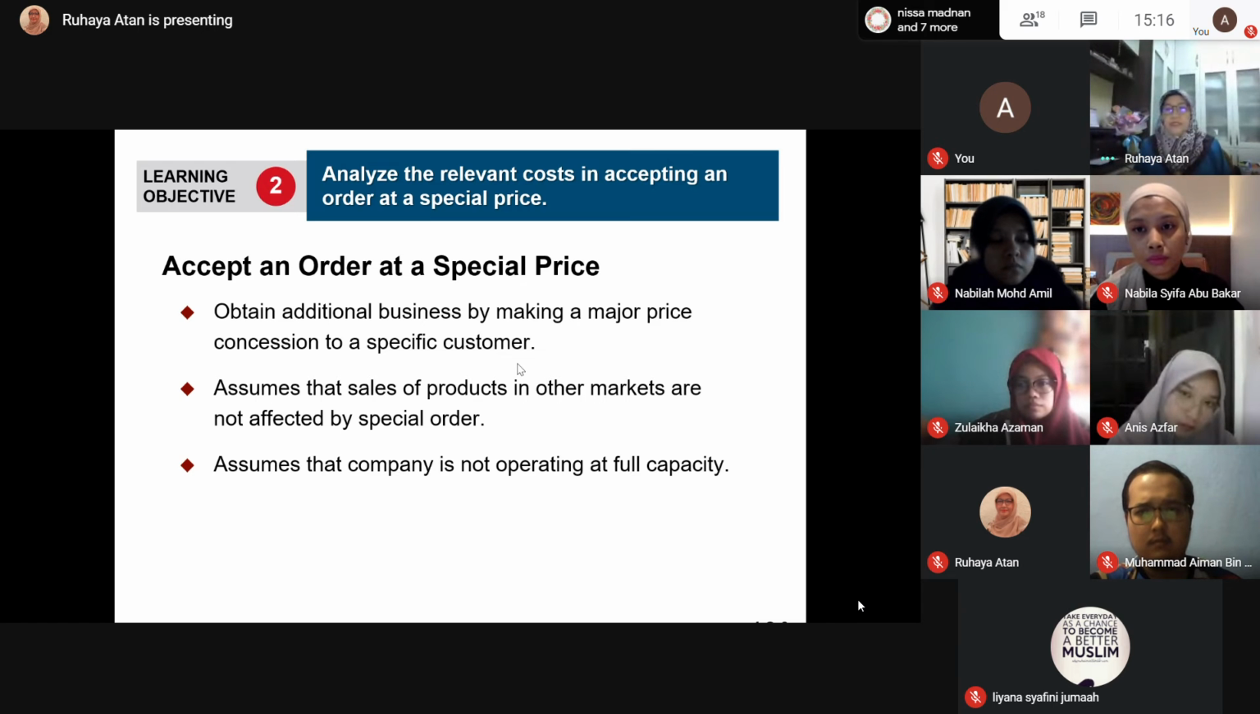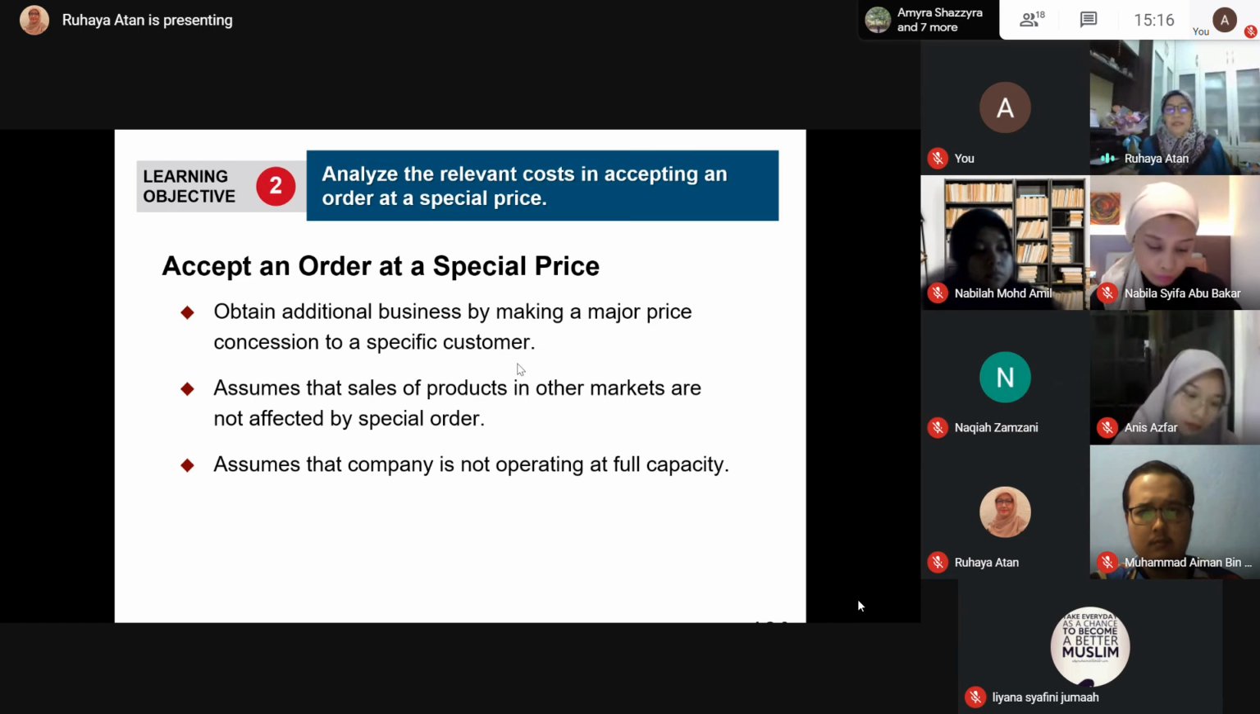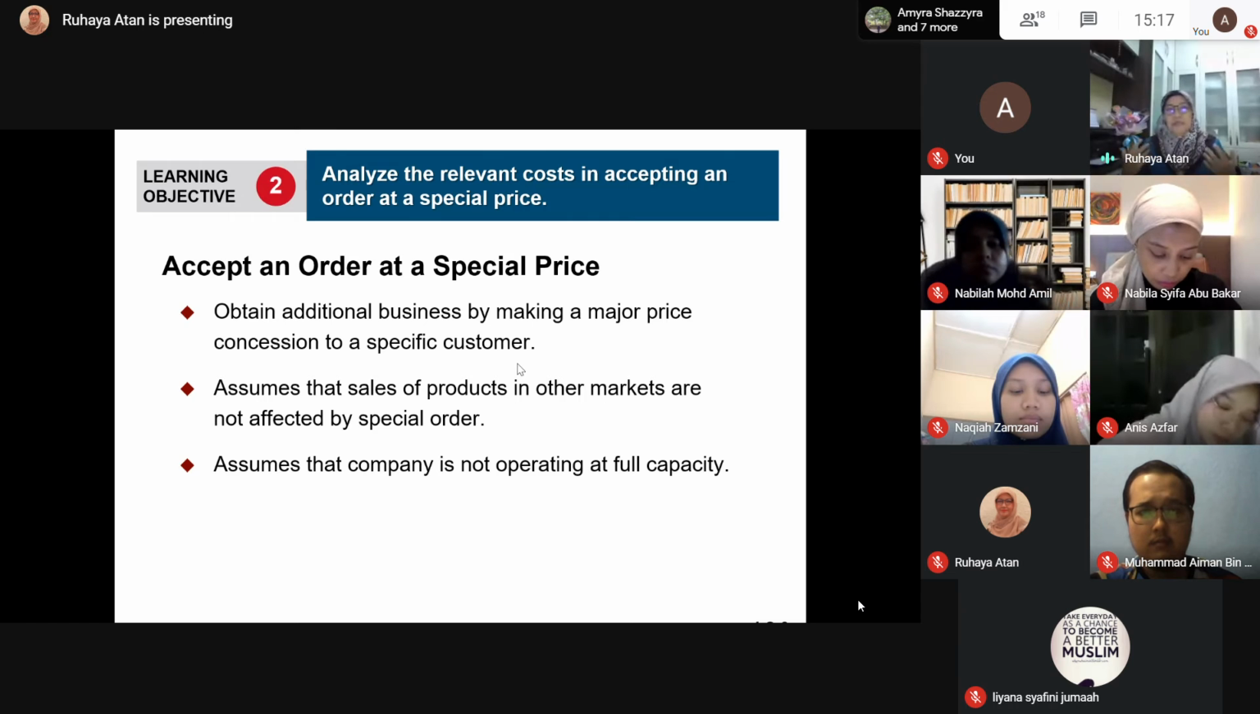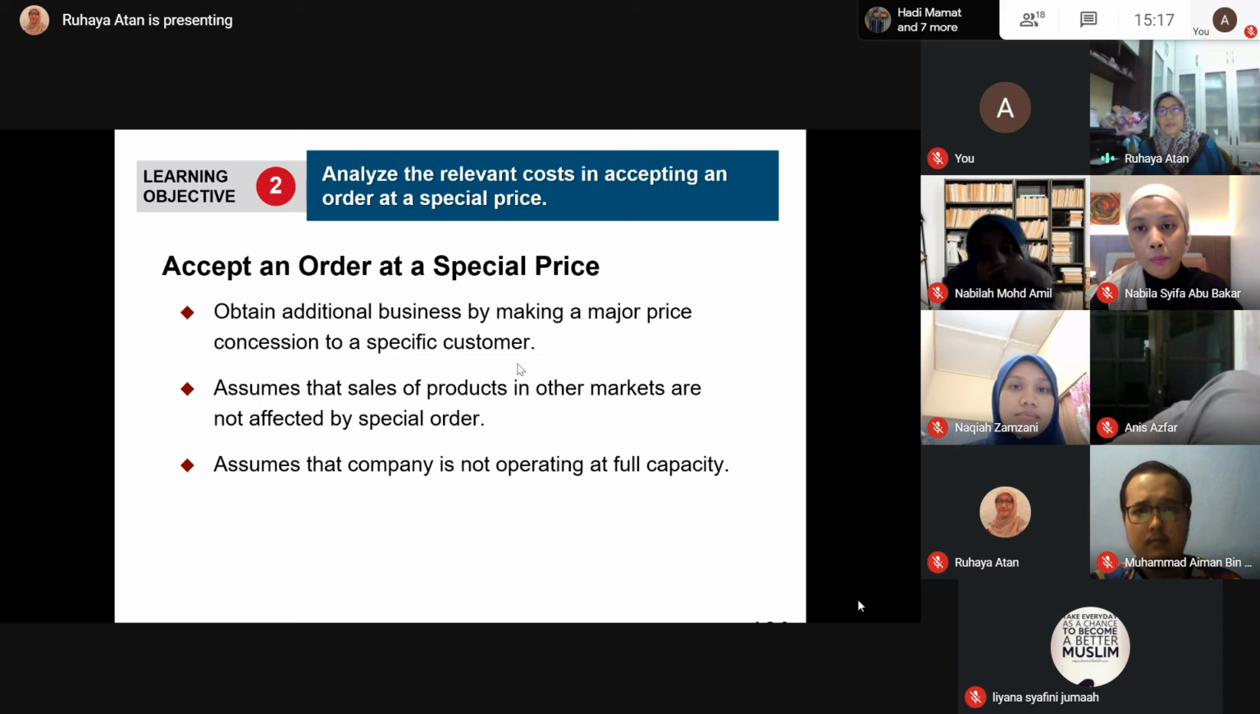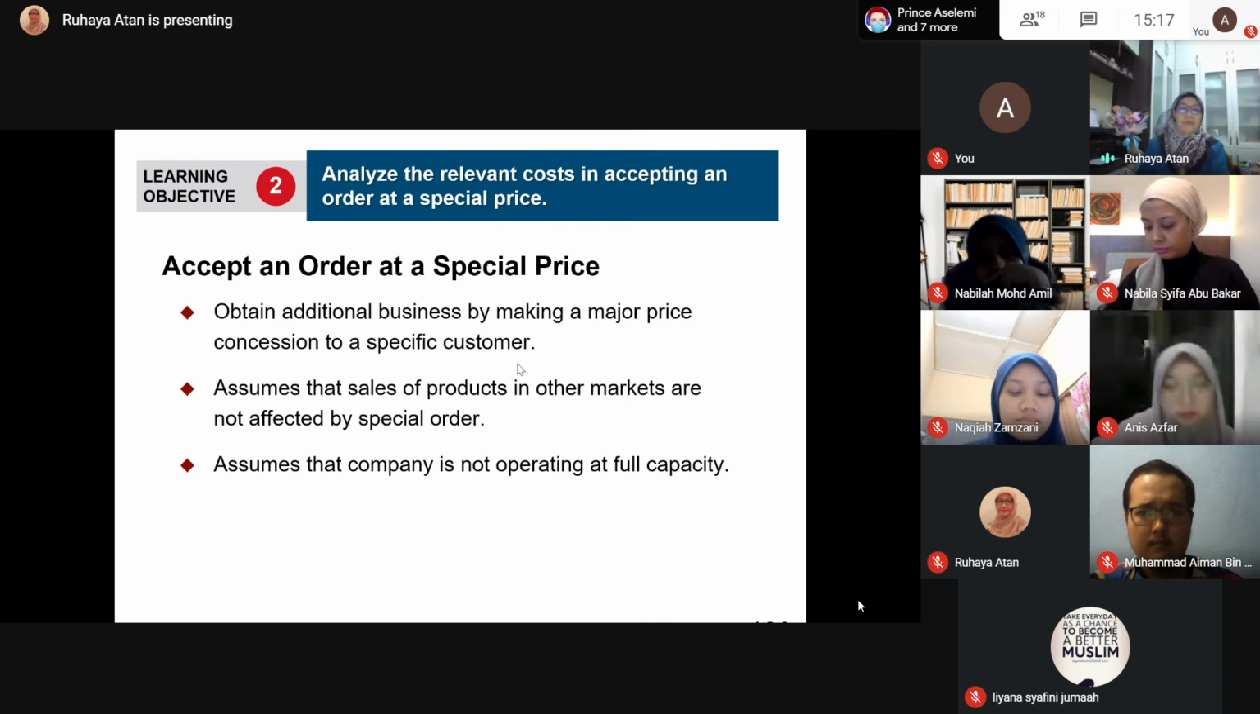For example, Nestle is very famous with Milo. But if another company produced the same Milo product, not from Nestle, you would still prefer Nestle, isn't it? You would not want to buy Milo from another brand. Maybe yes. For all you know, they are the same products. So this can sometimes happen with a special price, special order.